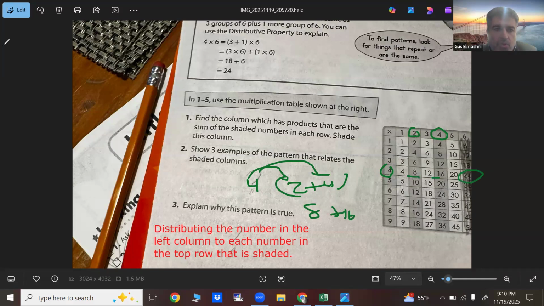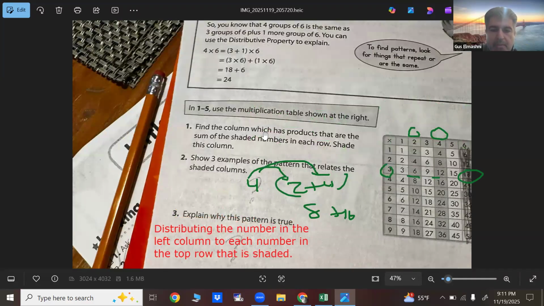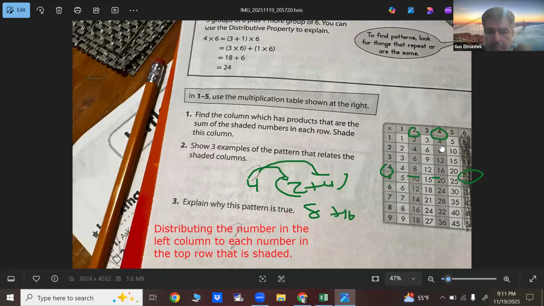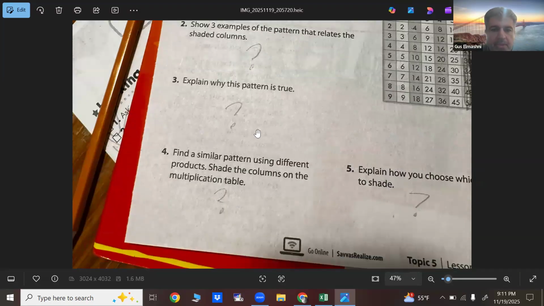So you're learning something called the distributive property. So you're creating these extra groups of 4: 2 groups of 4 and 4 groups of 4 gets me 6 groups of 4, which is 24. That's why the pattern is true, because you're distributing this number to both of those numbers. Then find a similar pattern using a different product, shade the columns.